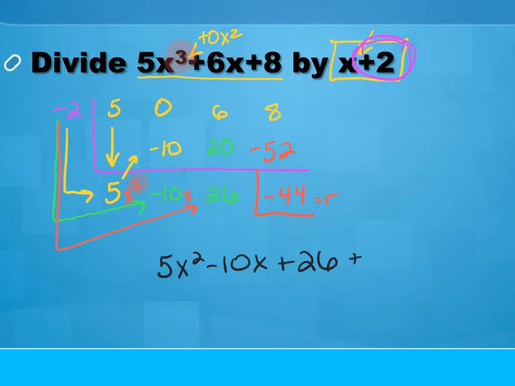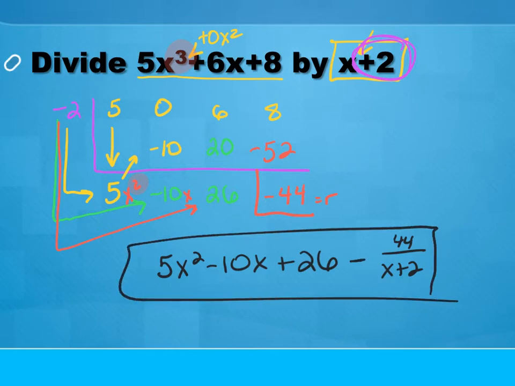Instead of writing plus a negative 44 over x plus 2, we bring the negative from the front to in between these two. And my answer looks like that. So the negative comes off the top, or the remainder, and it goes in between, making it a subtraction. Questions?